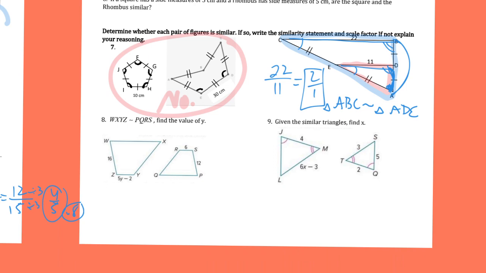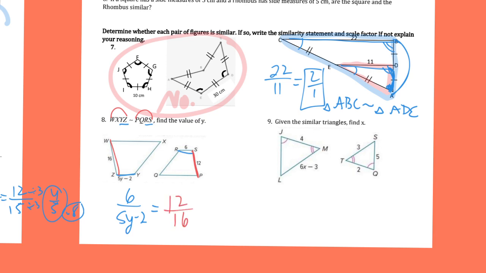So it says RS, and if we pair RS with ZY, we could say 6 corresponds with 5y minus 2. And then what about 12? That's SP and ZW. Yeah, ZW, those correspond. So 12 corresponds with 16.